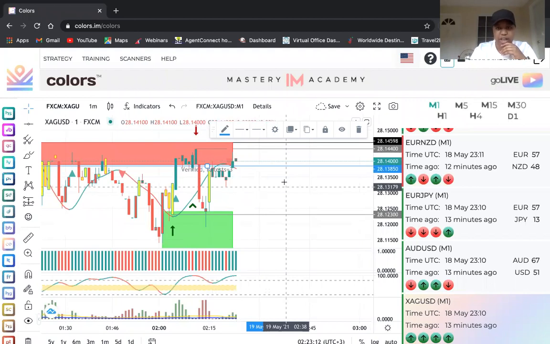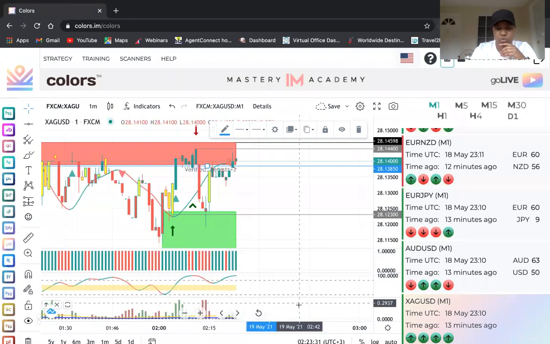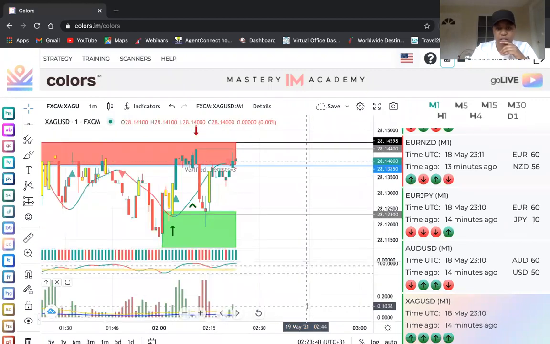So this is silver, guys. We're getting ready for a sell. We want everything to line up. As you can see, the EMA is turning red. Can you guys see this? We want this to turn red. We want this other EMA to turn red, and we want to see some red volume bars, right?